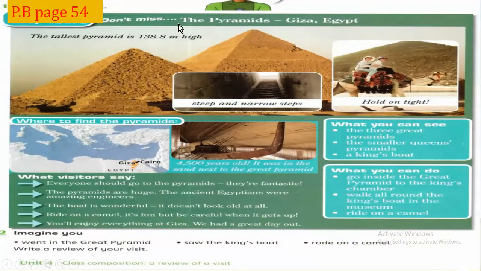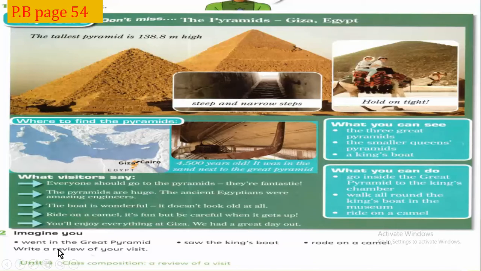First, they told us the title, the pyramids, Egypt, Giza. حكوا لنا كمان the tallest pyramid is 138.8 meters high. حكوا لنا إنه steep and narrow steps. حكوا لنا إنه hold on tight when you ride camels. حكوا لنا إنه you can see 3 great pyramids, smaller queen's pyramids, king's boat. حكوا لنا how old the king's boat is and that it is in the museum. حكوا لنا أفكار كتير. حكوا لنا إنهم دخلوا في king's chamber and they walked around and they saw the steep and narrow steps.